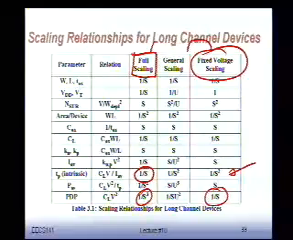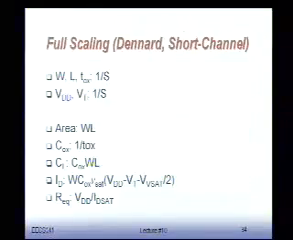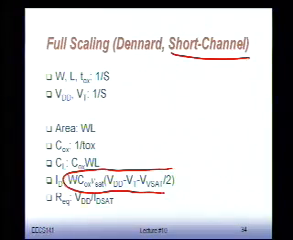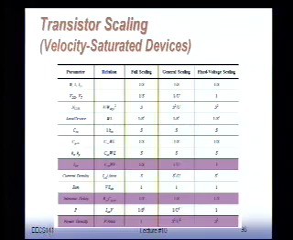And this is for long channel devices. We can easily do this also for short channel devices. And there's only one major difference. The major difference here is that the saturation current is not quadratic with the voltage anymore, but linear, as we discussed before. Okay? And you can come up with a similar table. This is the same table, but now for velocity saturated devices. And I'll definitely leave that as an exercise for you to walk through.